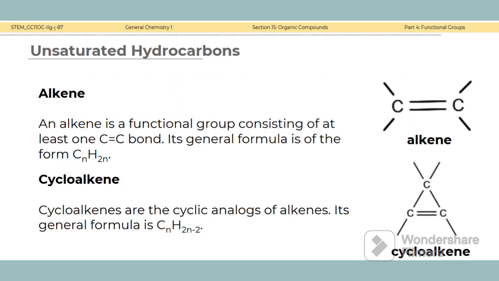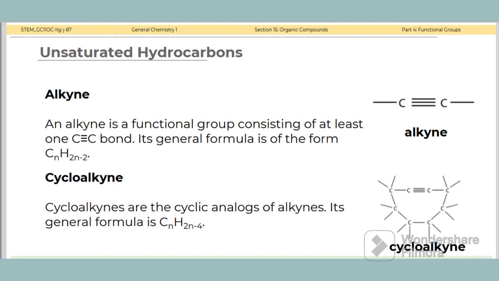Alkenes group is a functional group consisting of at least one carbon-carbon double bond. Its general formula is in the form of CnH2n, while cycloalkenes are the cyclic analogs of alkenes. Its general formula is CnH2n-2. Alkyne group is also a functional group consisting of at least one carbon-carbon triple bond.